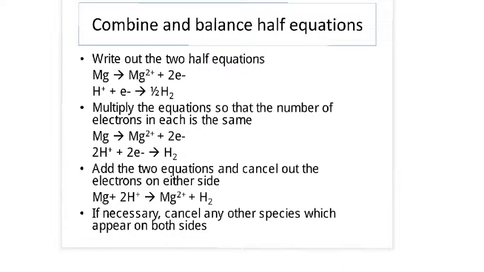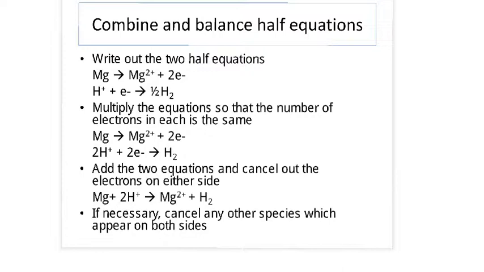Once you've got these 2 equations, the next step is to multiply the equations so the number of electrons in each is the same. So you can see on the first row for magnesium you've got 2 electrons. On the second row for hydrogen you've only got 1. So all you need to do is multiply that second line by 2 to give you 2 electrons for the hydrogen as well. So the magnesium stays the same, and the hydrogen then becomes 2H+ plus 2 electrons goes to H2.